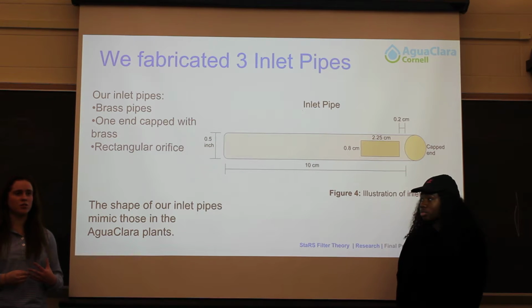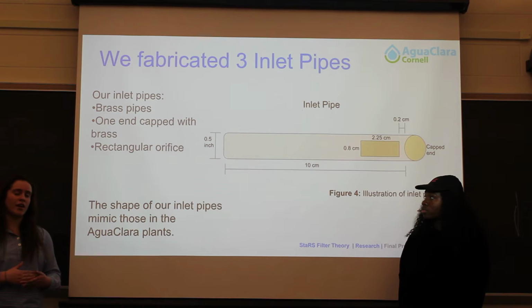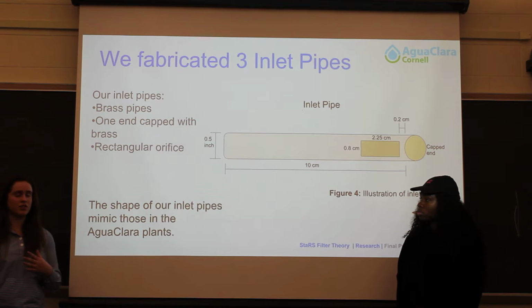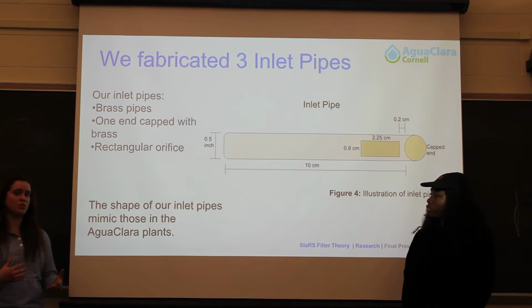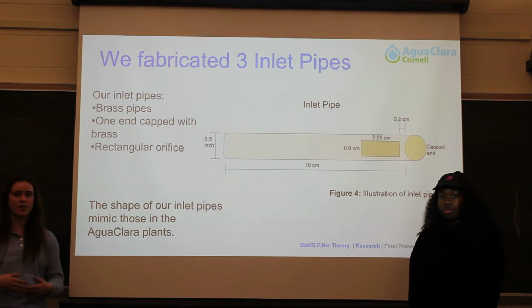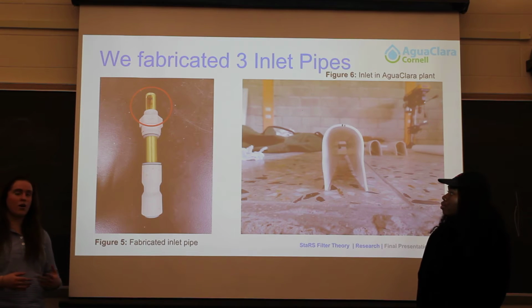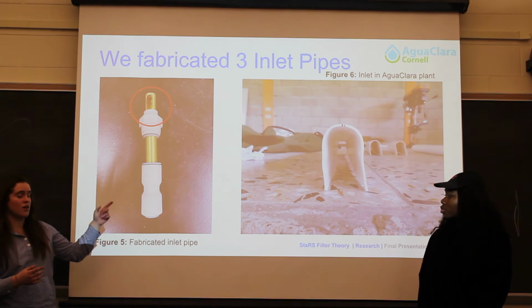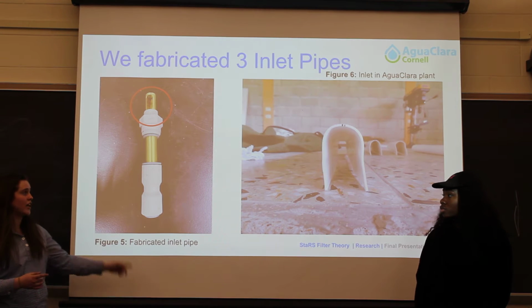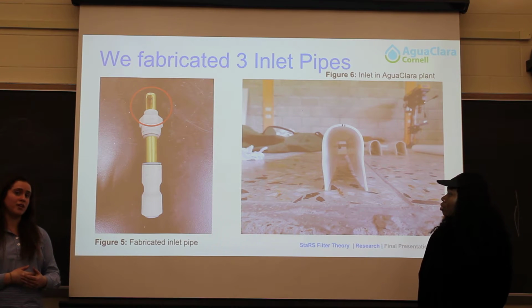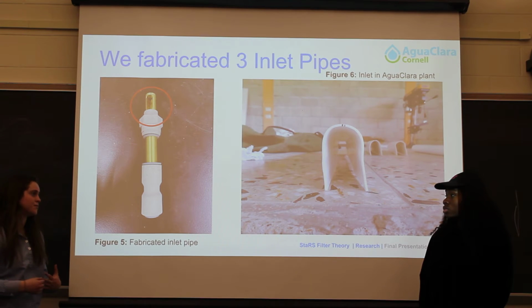One of our biggest challenges was trying to figure out what size to make this rectangular orifice. There is an equation for maximizing the size of the orifice with efficiency. However, we aren't actually sure of the extent of the effect it will have on our filters, so we ended up just doing the same size as the previous apparatus. This is the orifice on our current inlet pipes, and it's mimicking the shape of the orifices on Agua Clara plants as they were when the original stacked rapid sand filter apparatus was built.